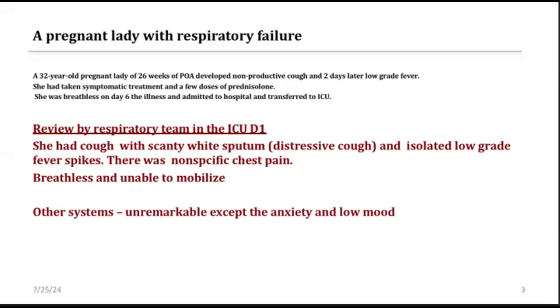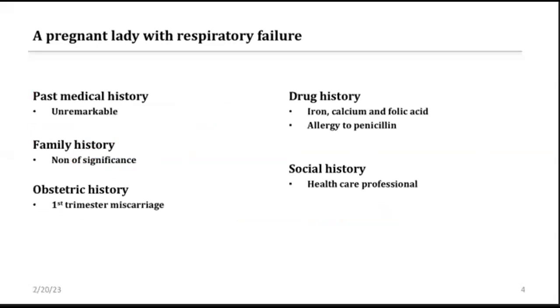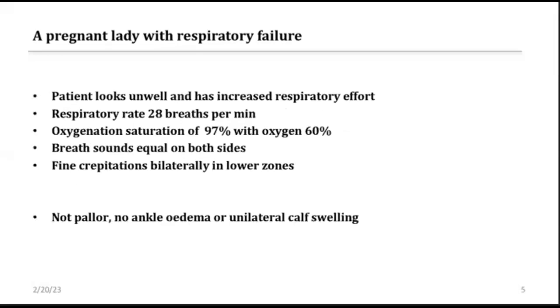And also there were isolated small fever spikes in the fever chart, and there was non-specific chest pain. And she was breathless and unable to mobilize. Now, other systemic symptoms, there was nothing. In past history, there was nothing significant, and she had a first trimester miscarriage in the past, and she's allergic to penicillin, and other than that, she was on the usual supplementation in pregnancy.